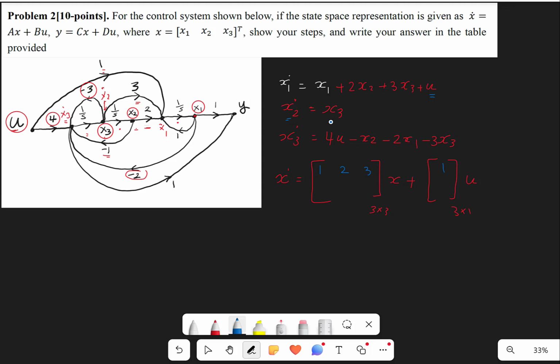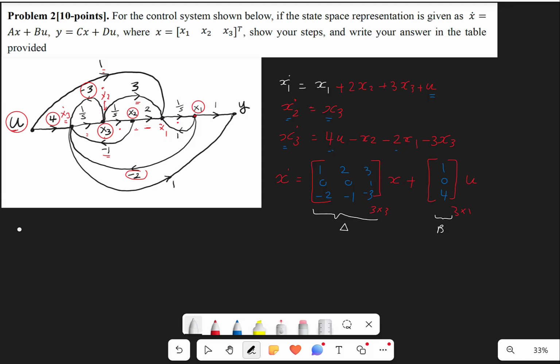What about x2 dot? x2 dot only equals x3, so this will be 0, 0, 1, and here there's no input, so 0. What about x3 dot? Here we have minus 2x1 minus x2 minus 3x3, and here we have a 4 for the input. So now this is the matrix A that we are looking for, and this is the matrix B that we are looking for.